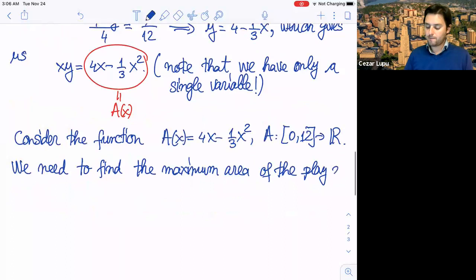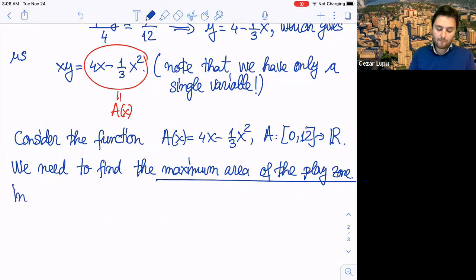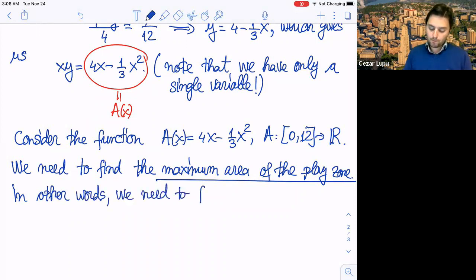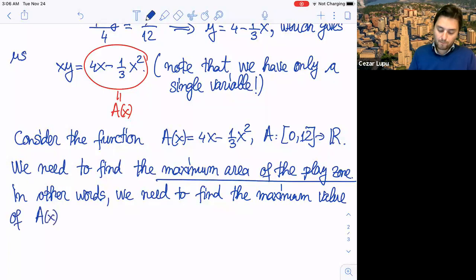So that's what we need to find: when the area of the play zone is maximum. In other words, we need to find the maximum value of the function A of x, right? So that's what we need to do. Okay, that's great. So let's do it.